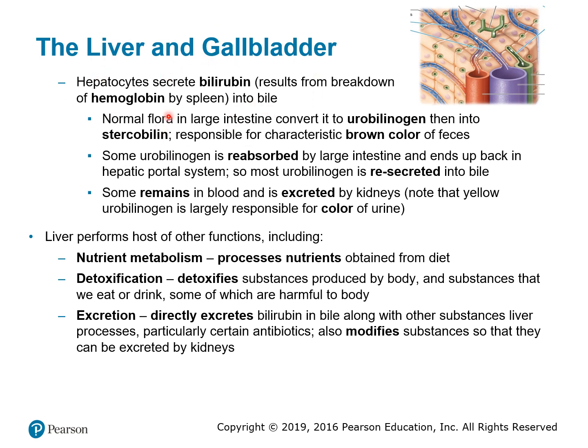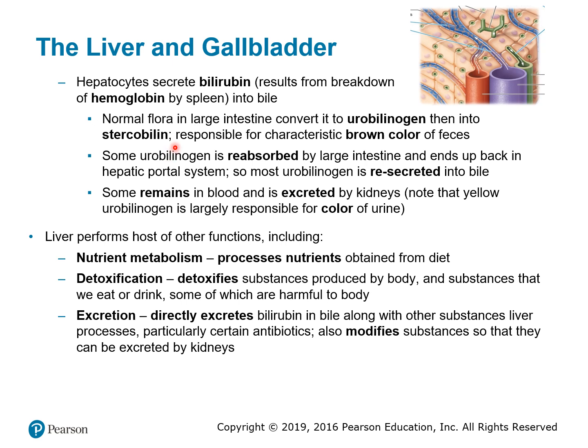Then the normal flora in the large intestine is going to convert it into urobilinogen, then into stercobilin, which is responsible for giving the brown color of the feces. Okay, so if you have that brown color of the feces, that means you have a normal color. More or less, digestion is happening great. If the feces is black, that probably means there's bleeding somewhere. But normally it should be more or less a brown color.